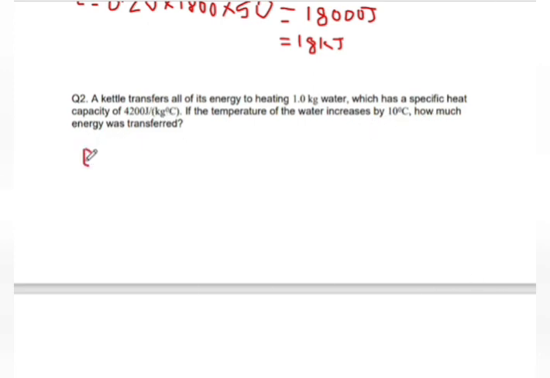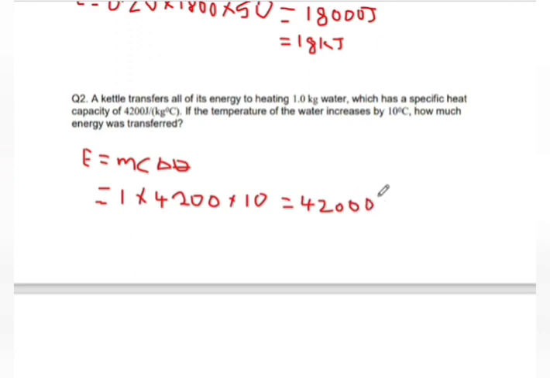Here, we know that E is equal to mc delta theta. So the energy E is equal to the mass 1.0 times the specific heat capacity 4200 times the temperature change, which is 10, and that is going to give us 42,000 joules. By dividing by 1000, we have 42 kilojoules.